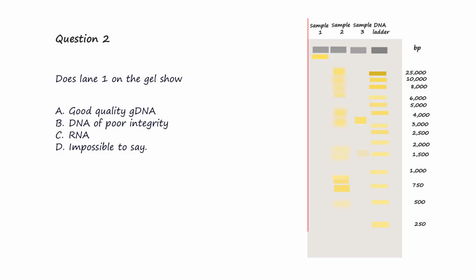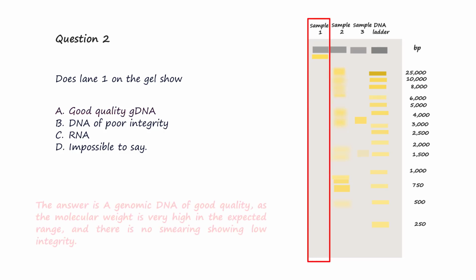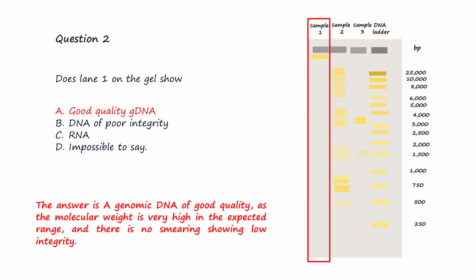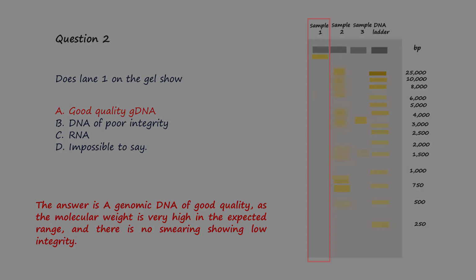Question 2. Does lane 1 on the gel show A. Good quality genomic DNA, B. DNA of poor integrity, C. RNA, D. Impossible to say. The answer is genomic DNA of good quality, as the molecular weight is very high in the expected range for genomic DNA, and there is no smearing showing low integrity.